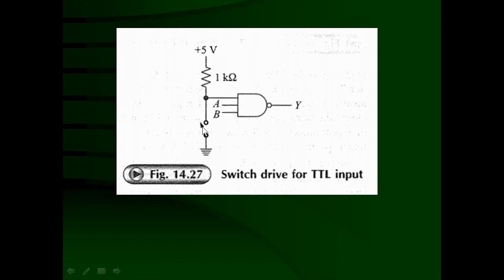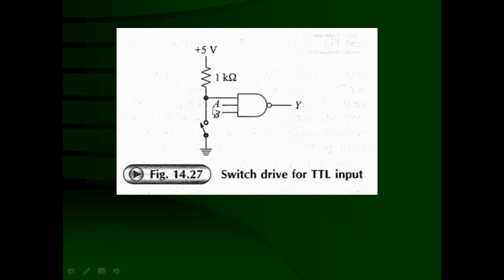When the switch is open, the current cannot pass in this direction, but there can be a reverse emitter current in this direction, and that can exist in the high state at a maximum of 40 microampere in the worst case conditions. So 1 kilo ohms into 40 microamperes is subtracted from the 5 volt, and 4.96 volt is available in the high state for the TTL input when the switch is open.